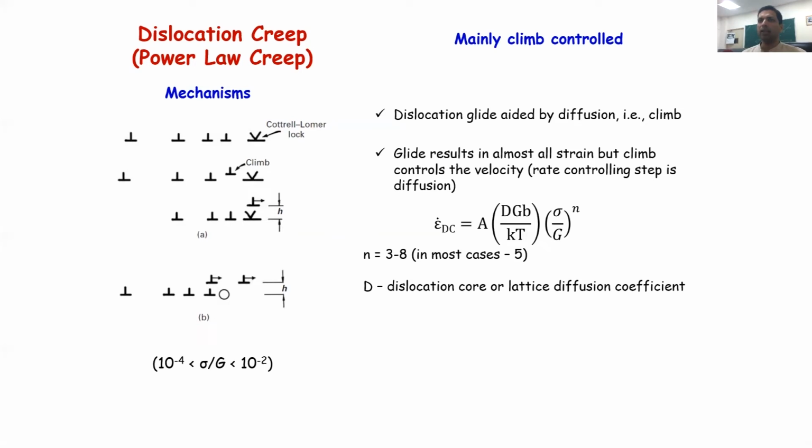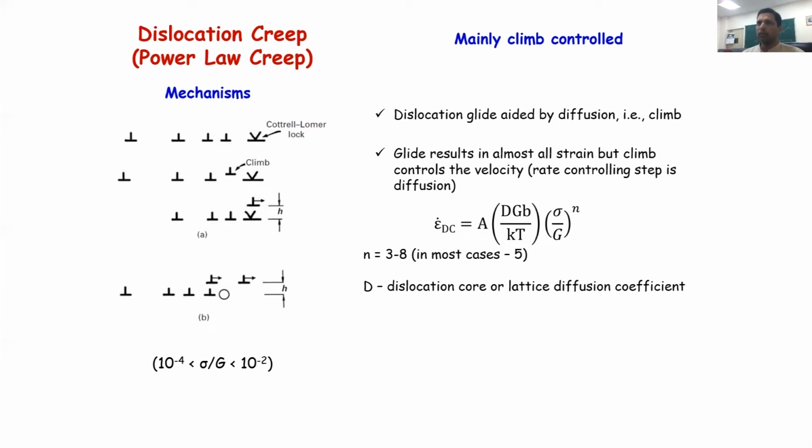And once they leave the plane, they can go over, and then whenever the glide forces get reduced, they can start gliding and thus enable the crossing over of the dislocations. So dislocation glide aided by diffusion, that is climb. Glide results in almost all strains, but climb controls the velocity. So as you can see, if you look at the strain, then the strain is mostly because of the glide. But the rate controlling step is still the climb step.